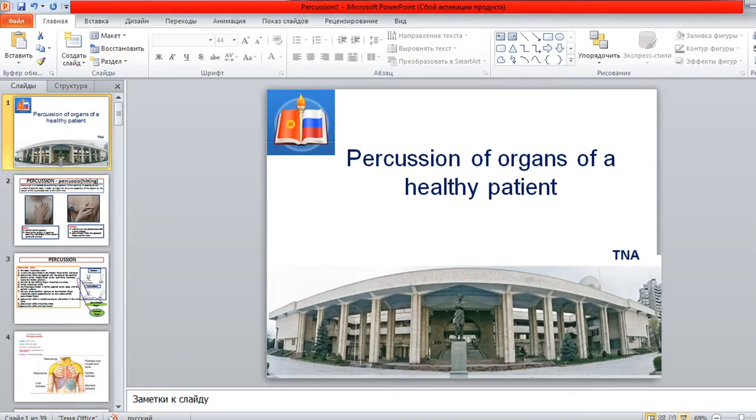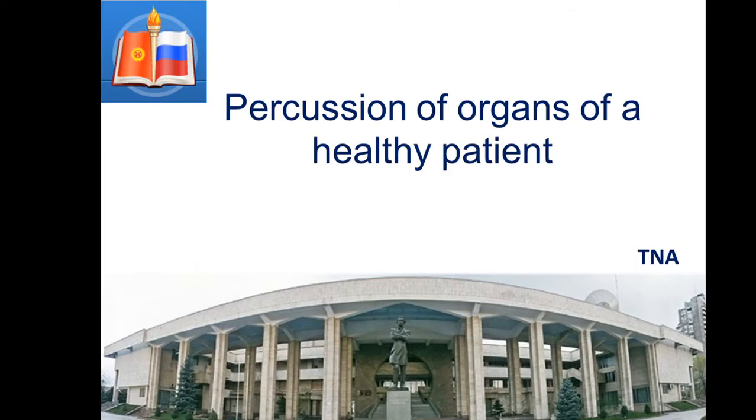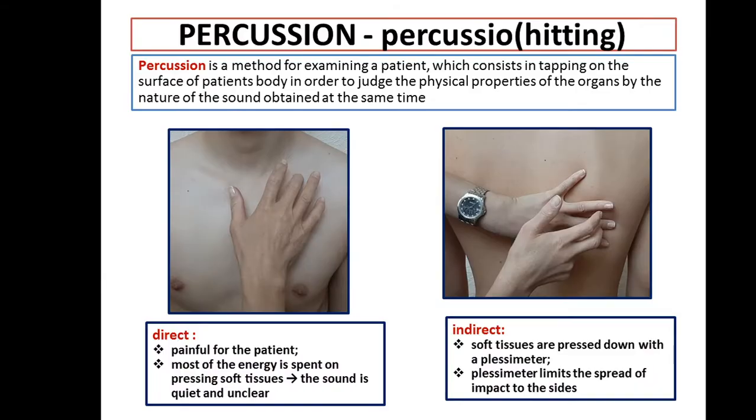Hello dear respected students, today we are continuing our series of therapy lectures and we will focus on percussion of organs of a healthy patient. Percussion, from Latin translated as hitting. Percussion is a method for examining a patient which consists in tapping on the surface of the patient's body in order to judge the physical properties of the organs by the nature of the sound obtained.